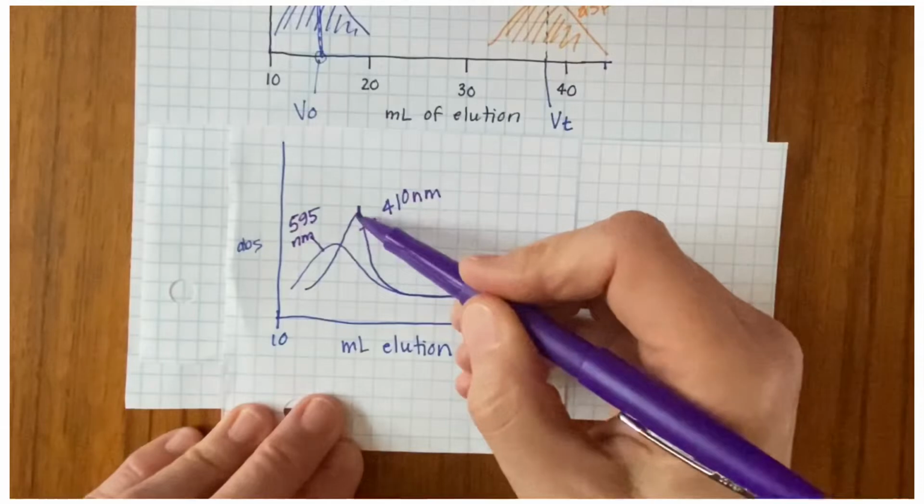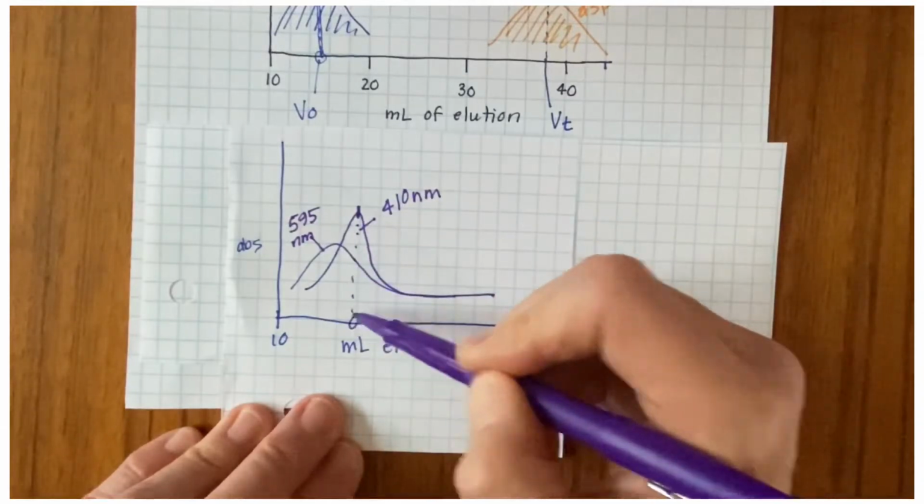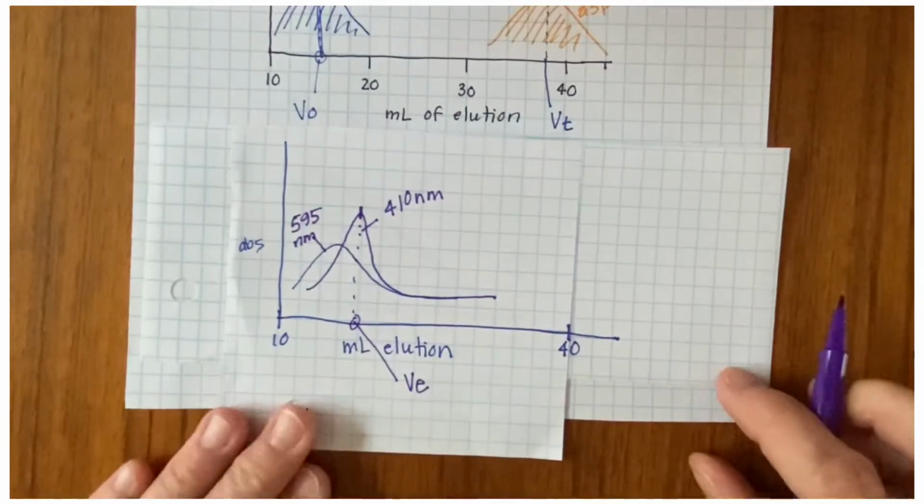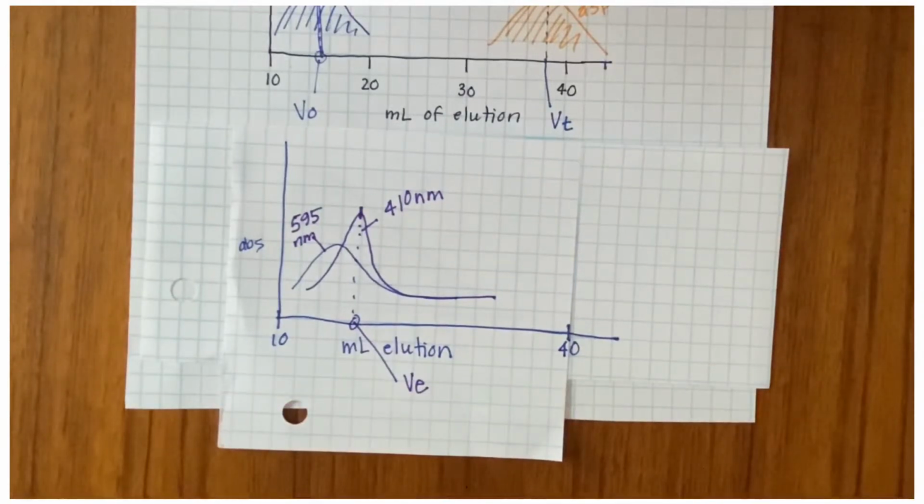absorbances. So if we drop a perpendicular down here, this will be the VE, or the volume it takes to elute the enzyme that we're trying to purify. So that's the third parameter we need to solve the K average equation.